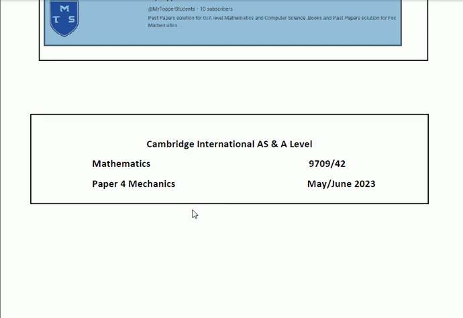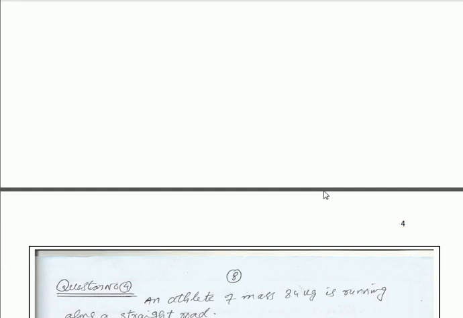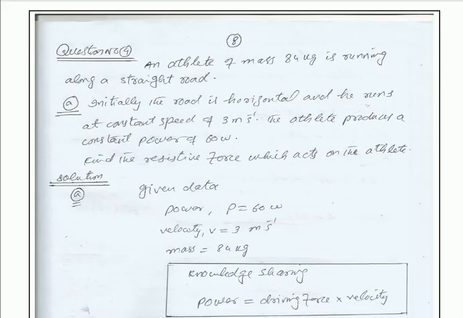Today in paper 4 mechanics session May June 2023 we shall discuss question number 4. An athlete of mass 84 kg is running along a straight road. Part A: initially the road is horizontal and he runs at a constant speed of 3 meters per second. The athlete produces a constant power of 60 watts. Find the resistive force which acts on the athlete.